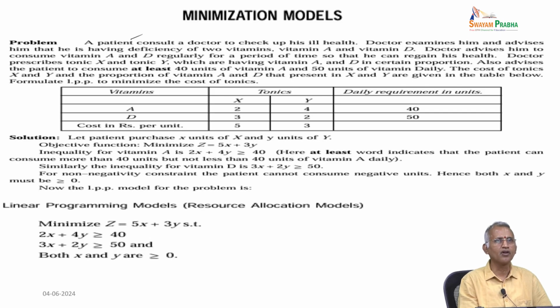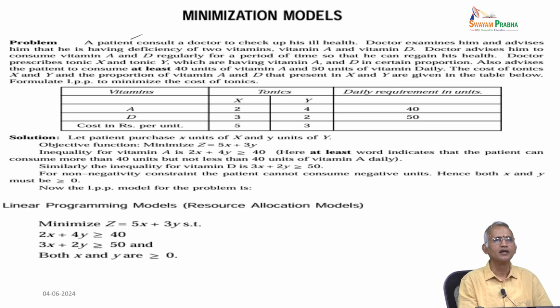Doctor prescribes a tonic X and tonic Y, which have vitamin A and D in certain proportion. He also advises the patient to consume at least 40 units of vitamin A and 50 units of vitamin D daily. The cost of the tonics X and Y, and the proportion of vitamin A and D present in X and Y, are given in the table below. So, form the LPP to minimize the cost.